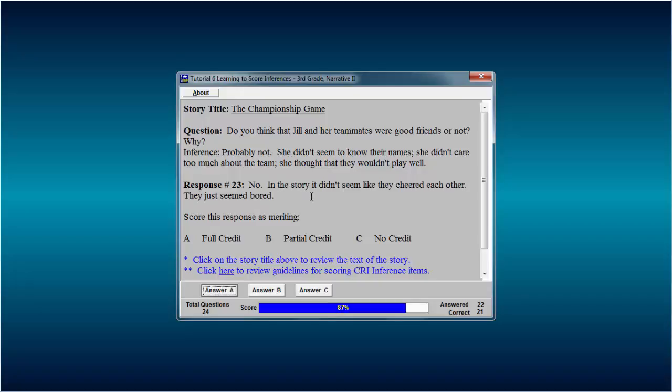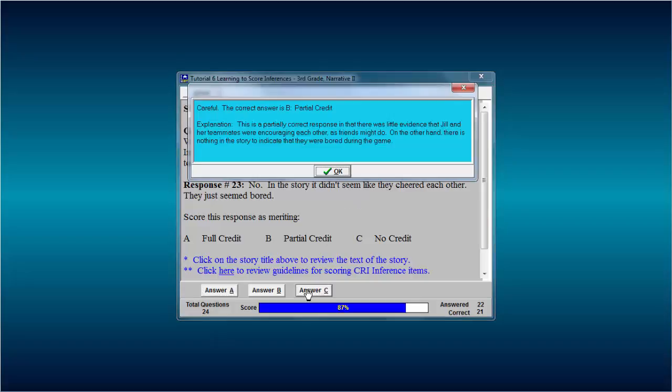No, in the story it didn't seem like they cheered each other. They just seemed bored. Now here again, we have half of this response. It didn't seem like they cheered each other. That's a powerful example. But once this student says they just seemed bored, there's nothing in the story to support that. So there we have a partial credit, all right?